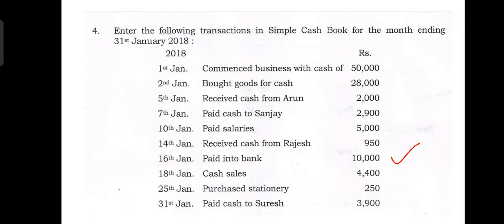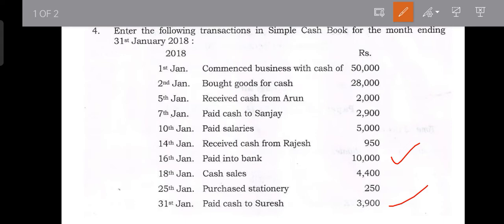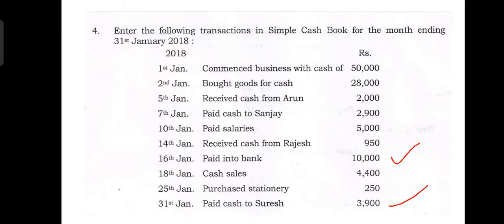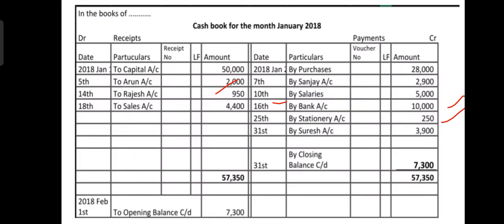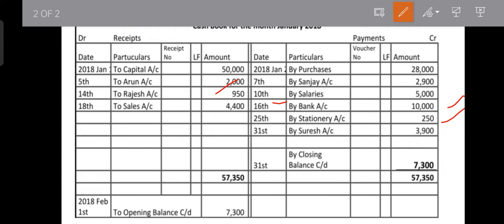On 31st January, last day, it is happening. Paid cash to Suresh 3,900. Okay, 3,900 rupees we are paying to Suresh. Again a payment is happening. Come to the cash book, go to the payment side, right, put the date 31st in the date column, put the person's name whom you are paying, and the amount in the amount column, that is 3,900.